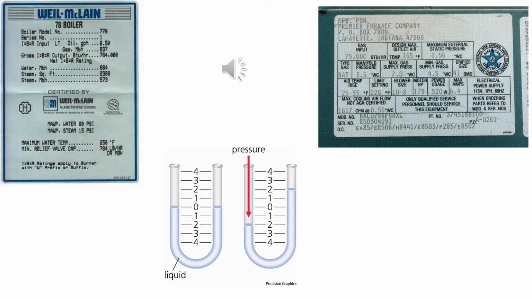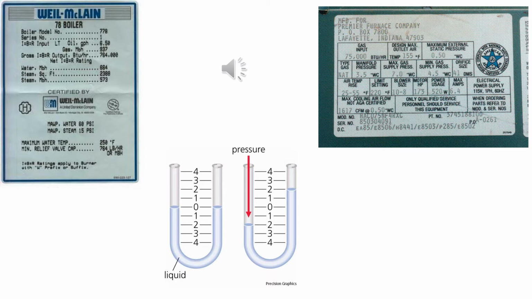All boilers and furnaces come with ratings. The ratings are on a plate that is attached to the boiler and the furnace. If you look at the boiler ratings plate and the furnace ratings plate, you will notice the different measurements used. There are things measured in MBH, BTU per hour, and inches of water column. MBH is just 1,000 BTUs per hour. A BTU per hour is the amount of BTUs that can be produced in an hour.